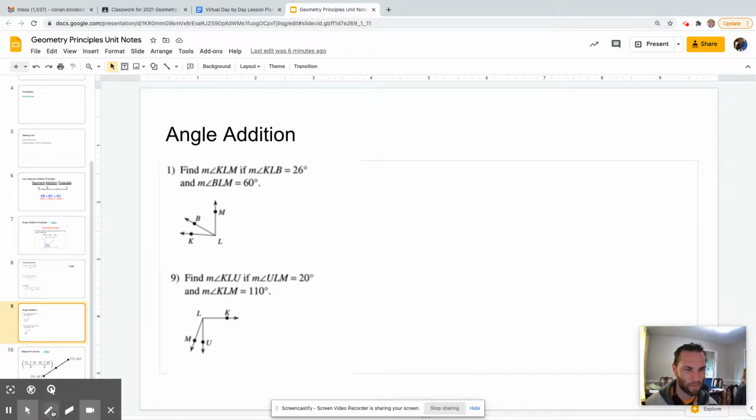Next is the angle. Okay. So over here we have KLM, the total equals 26. And the two parts are, oh no, we're finding KLM. I'm sorry, we're finding KLM. KLB is 26 and BLM is 60. And so, 60 plus 26.